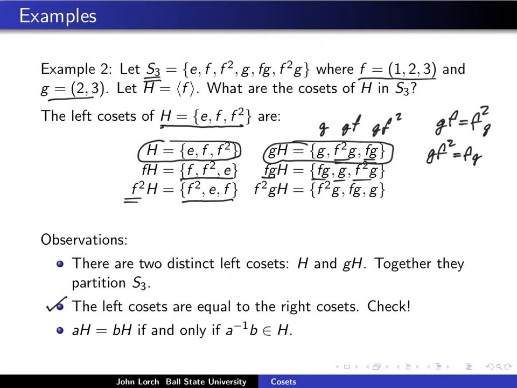And together, those sets partition the whole group S3, meaning that they are disjoint, and their union makes all of S3. And then finally, if you have 2 left cosets that are identical, you might notice that if you take the inverse of the first representative and multiply it by the second representative, you wind up with an element of H. And I'll let you test that for yourself.